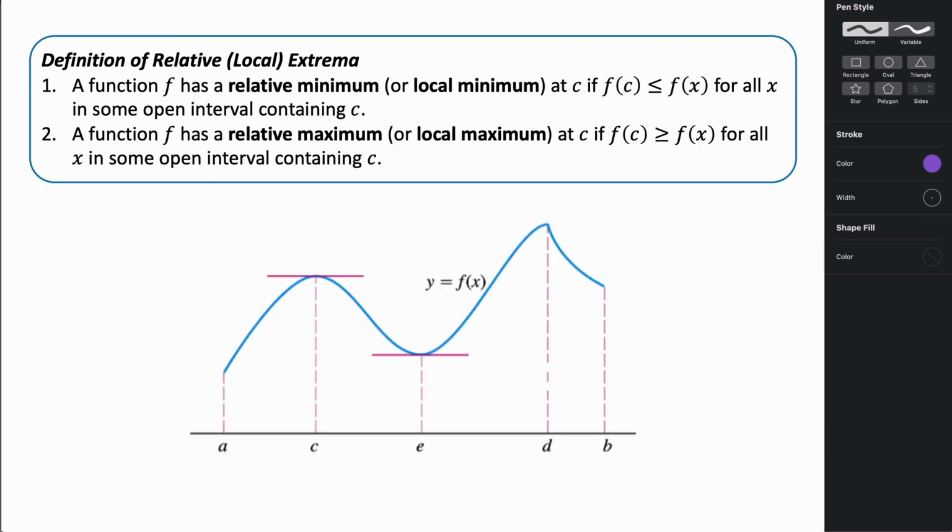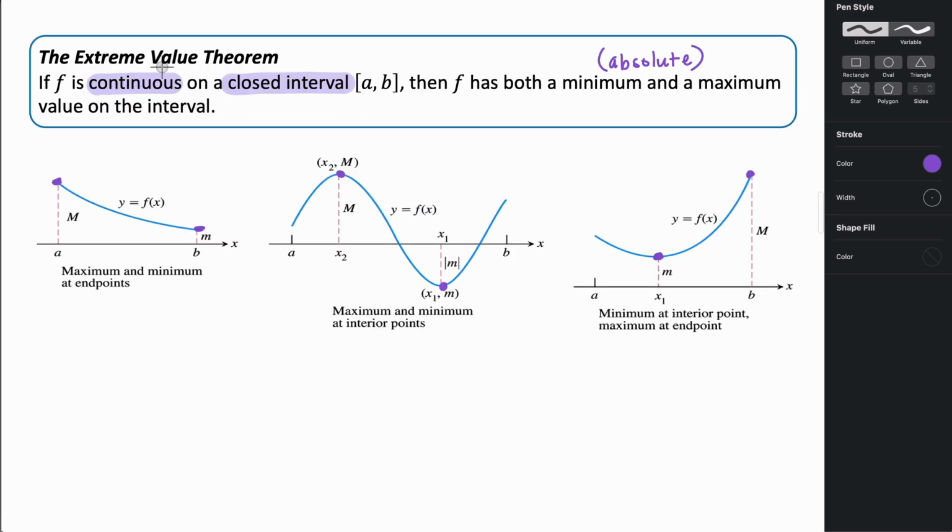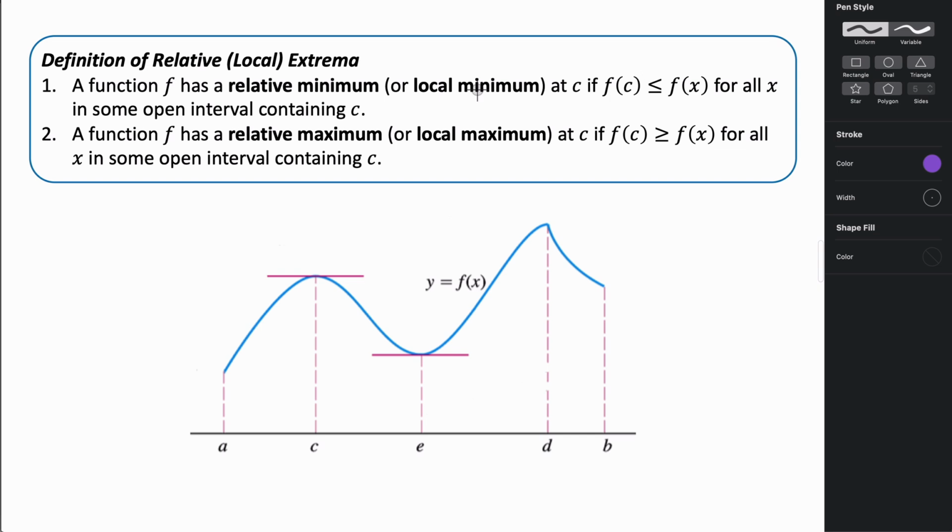Okay, so that's the extreme value theorem, which, like I said, is talking about absolute maxima and minima. So if we're trying to find relative or local extrema, so local maximums and local minimums, what are we looking for? Well, first of all, what is a local extrema?